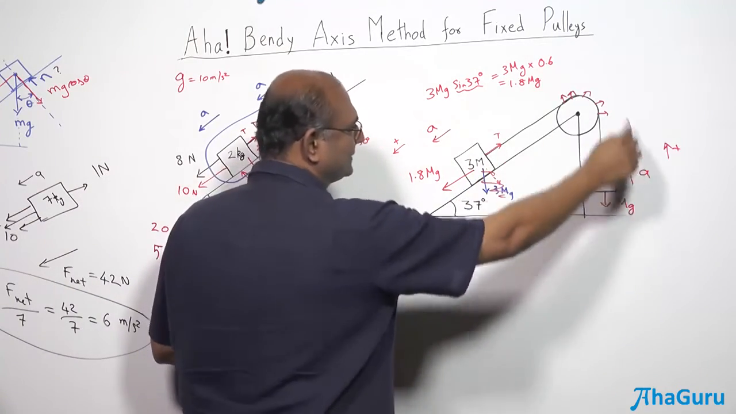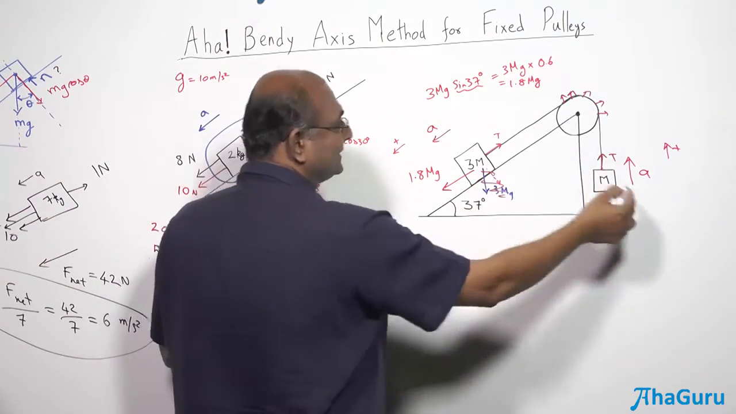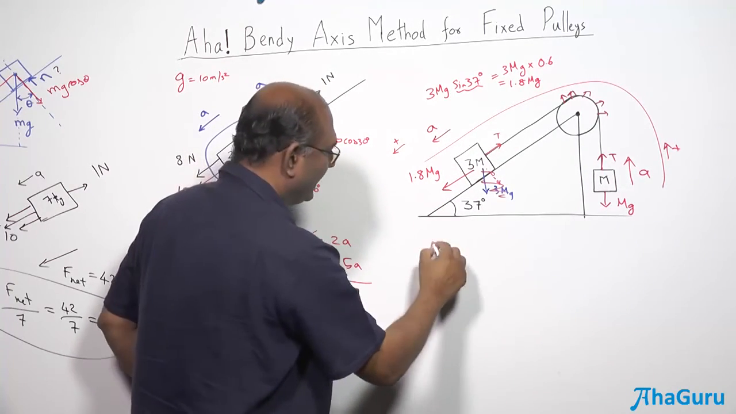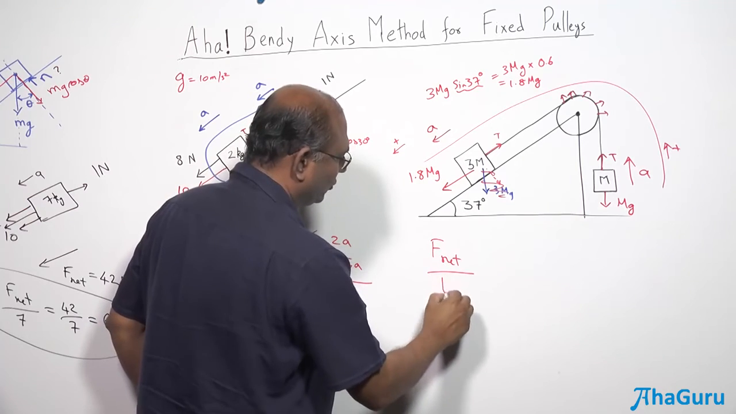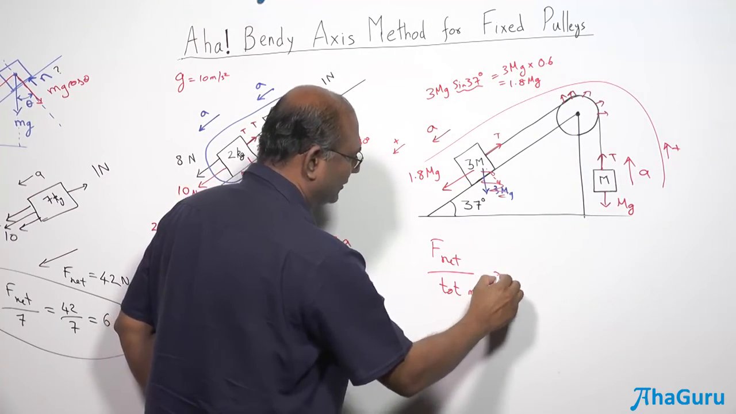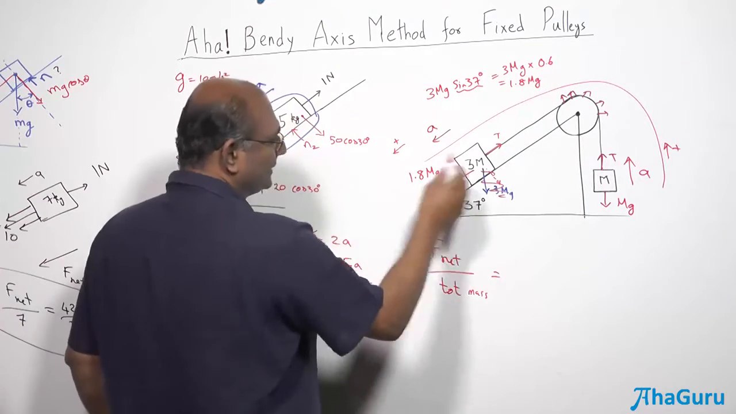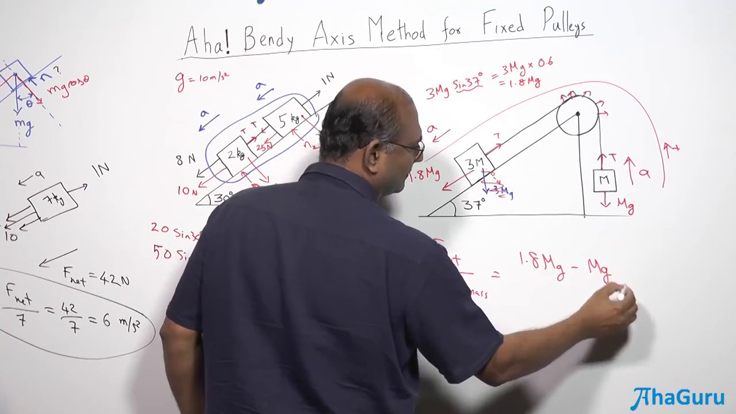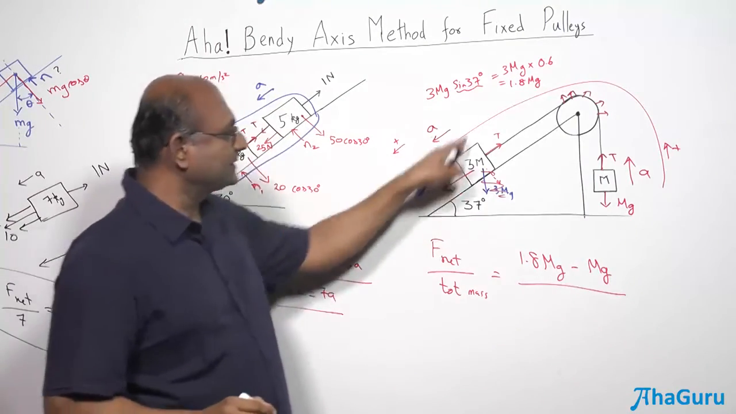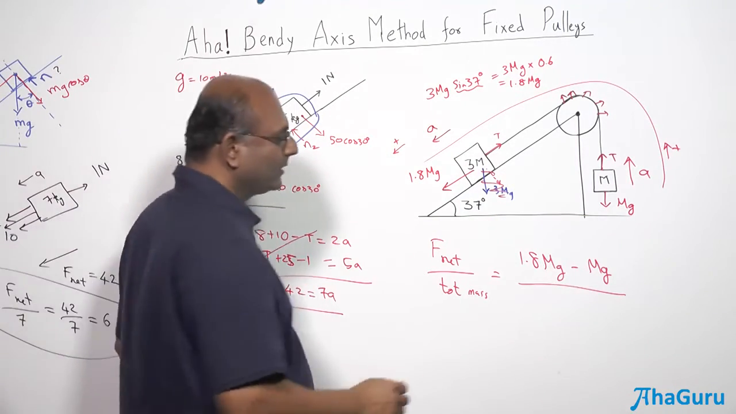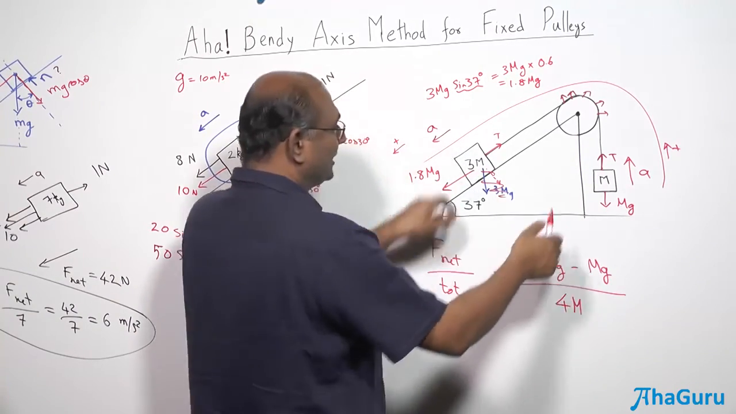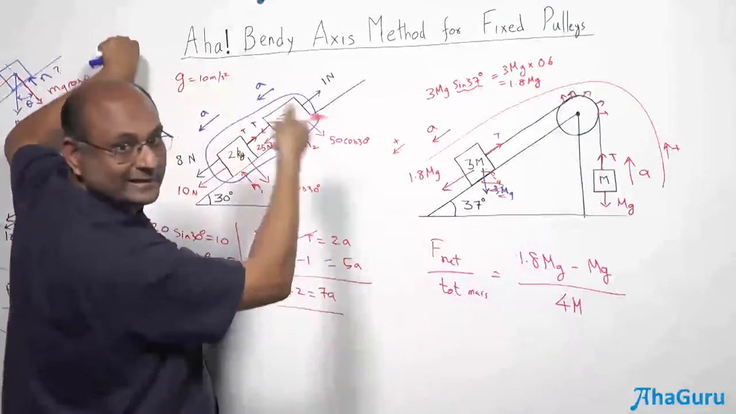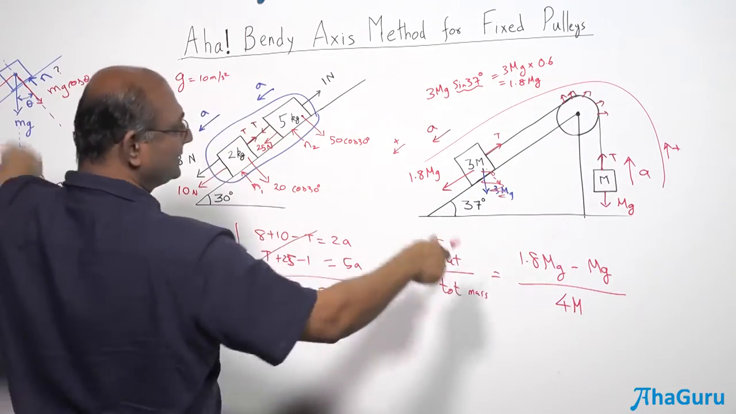So if I took it like this, what is the net force in this direction? So my bendy axis is like that, right? So what is my net force in this direction? Net force by total mass, right? That's what we want, because it's going to move both together. This is 1.8 mg minus mg by the total mass. Well, this is 3m and that is m. So that means you want 4m. That is the total mass. Because this extra force, this is 1.8, that is m. If you straighten it out, you can see that 1.8 is pulling like this, mg is pulling like that. So net force is 0.8 mg.